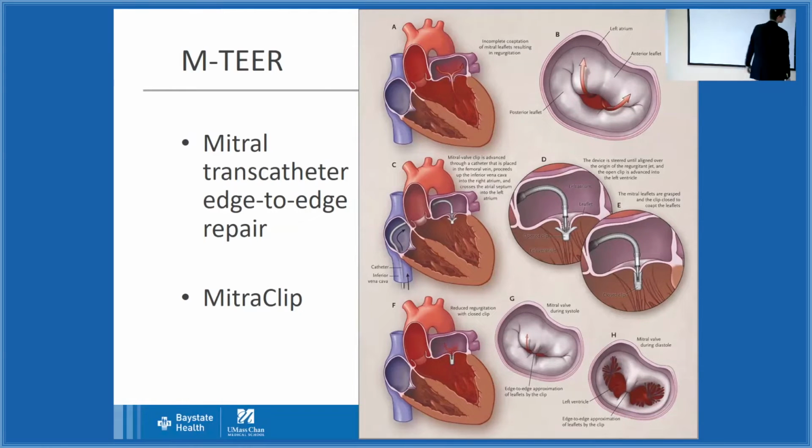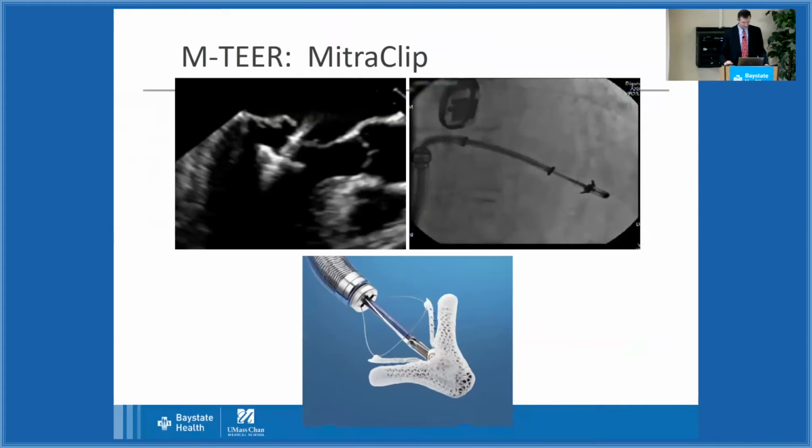Okay. Here's what it looks like when we're doing it. This procedure is guided by ultrasound, and here you can see these are the valve leaflets. One valve leaflet here, not meeting the other valve leaflet here. And these are the two clip arms as the clip is being delivered to the valve.